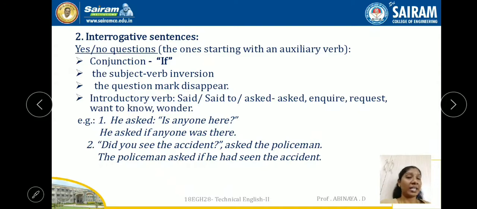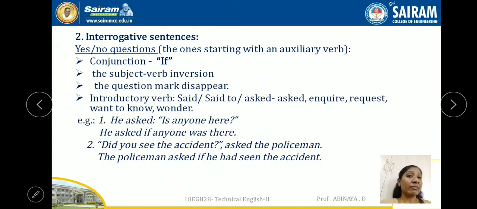Actually, in indirect speech, the direct speech questions become normal statements, right? So this question statement, while changing into indirect, will come like a normal statement only. And then you should not put a question mark. I told you it will convert into a normal statement. The question mark will disappear.